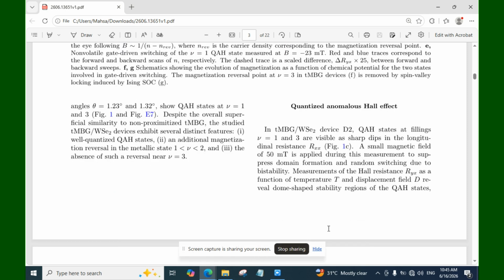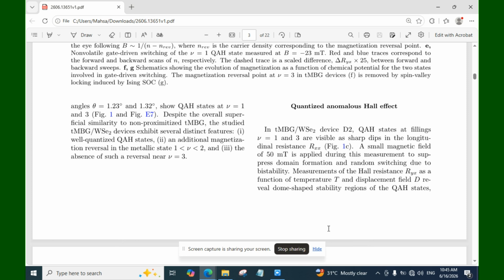Now I want to go through the quantized anomalous Hall effect in TMBG on WSe2, device D2. Quantized anomalous Hall states at filling nu equals 1 and 3 are visible as sharp dips in the longitudinal resistance Rxx in figure 1c. A small magnetic field of 50 millitesla is applied during these measurements to suppress domain formation and random switching due to bistability.